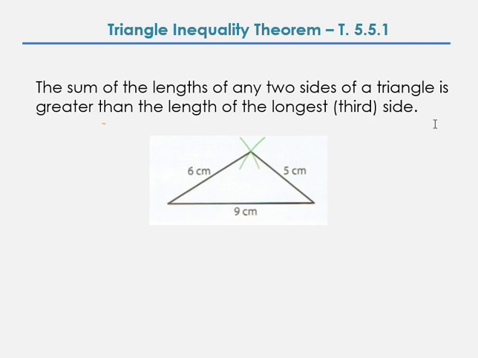This leads us to the triangle inequality theorem, theorem 5.5.1. The sum of the lengths of any 2 sides of a triangle is greater than the length of the longest or the third side. So we can see right here the same drawing we had on the last example, and we have a triangle created because 6 plus 5 equals 11, which is greater than 9.